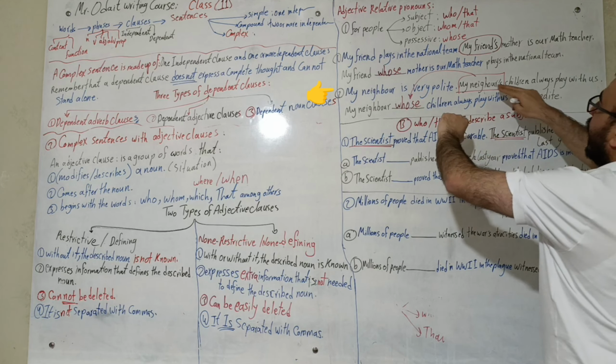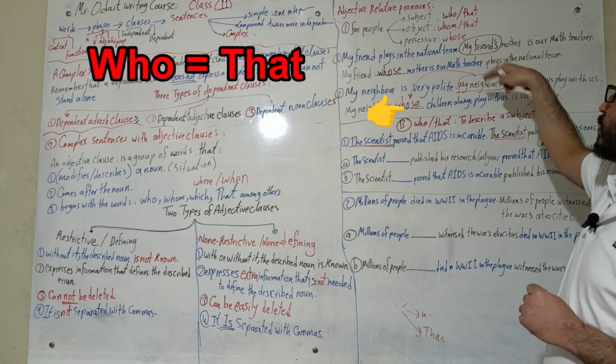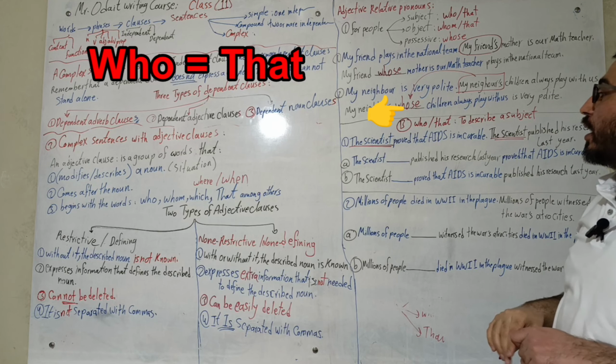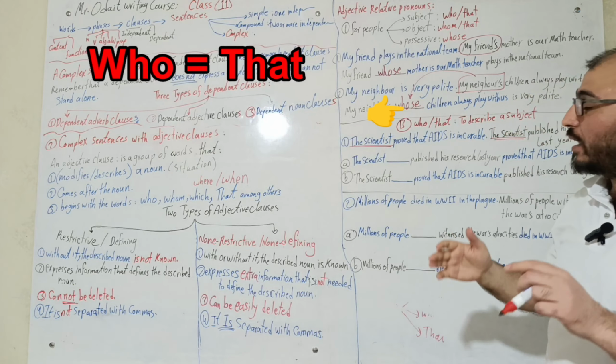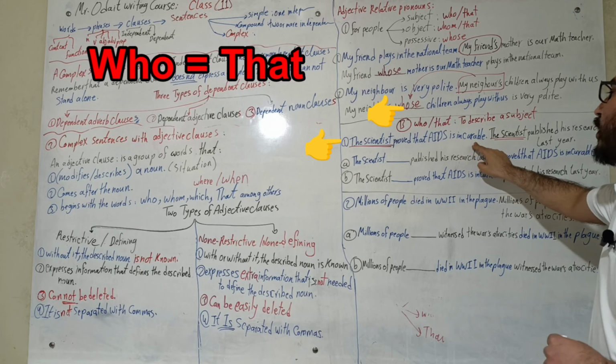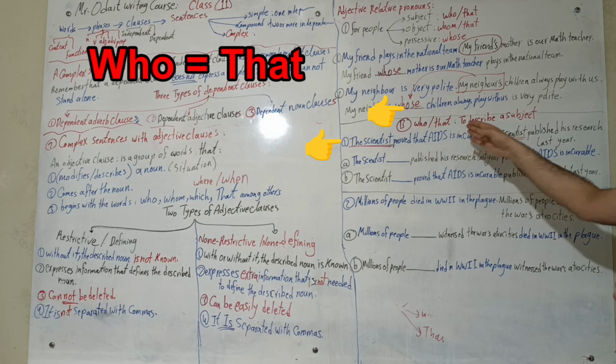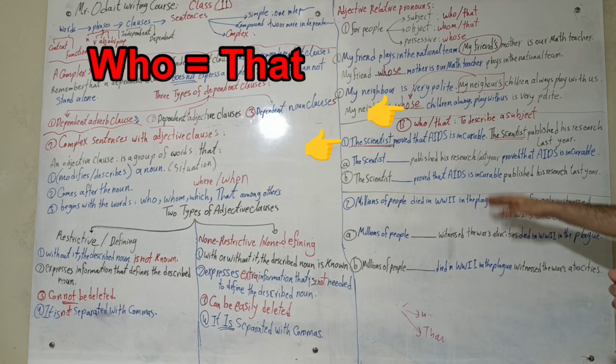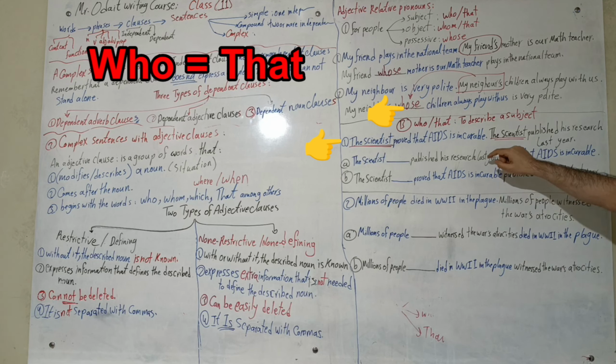Again, here, my friends, we use who and that to describe a subject, a person, when this person is a subject. We talked about this in the previous class, but it's not a problem to give a quick revision. Here we have: The scientist proved that AIDS is incurable. This is the first simple sentence, which is originally an independent clause with a full stop.